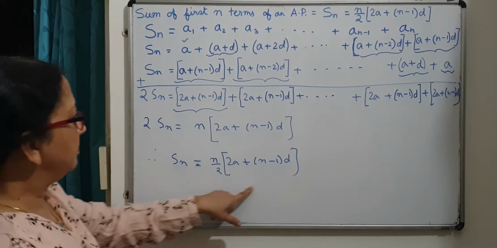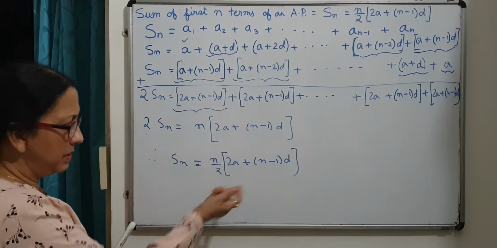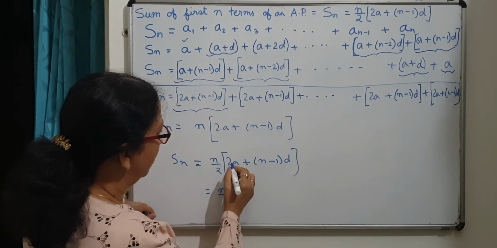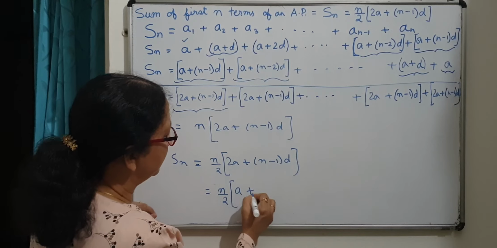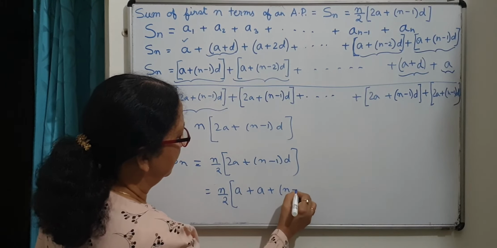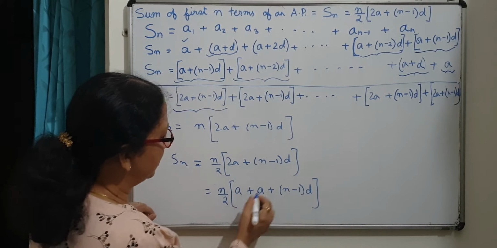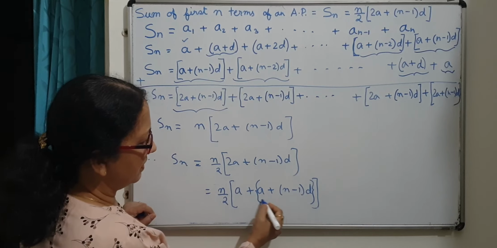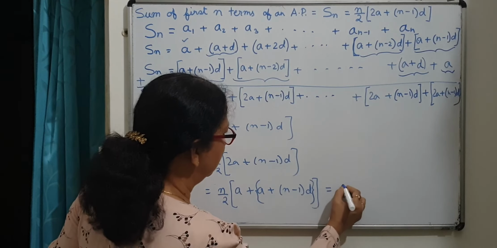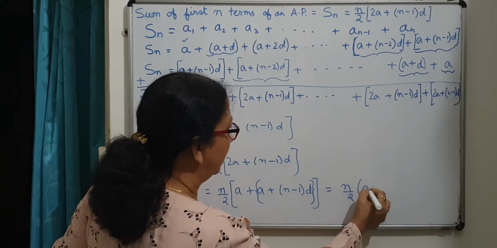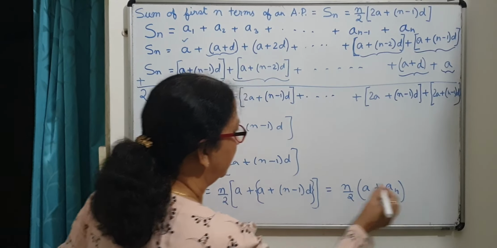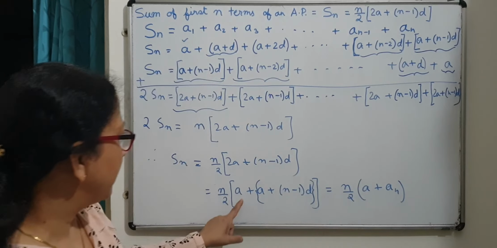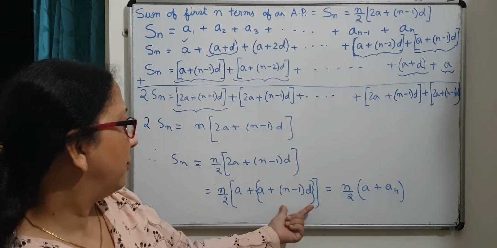So now this is the formula. Now this can be rearranged also in this way. If I write n by 2, if I split twice a as a plus a, then if I group this, what is this? This is nothing but your an. So this can be written in this way, n by 2, a plus an, by splitting twice a in this way and grouping this, and that will be the formula for Sn.